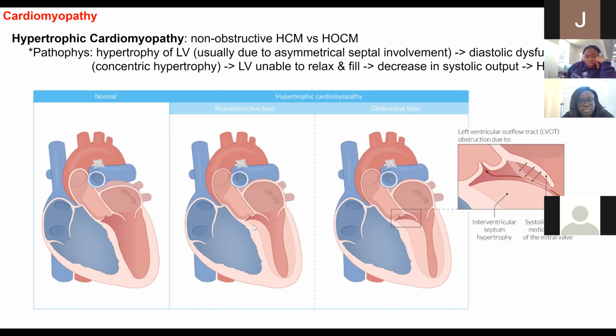Here in the non-obstructive type, it's a little enlarged, but it's called non-obstructive for a reason, because the blood is still able to find a way to push in. In HOCM, again, look how big the septum is. This blood is really going to struggle to get out.